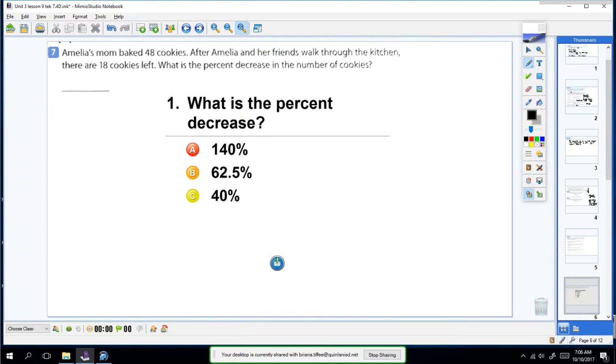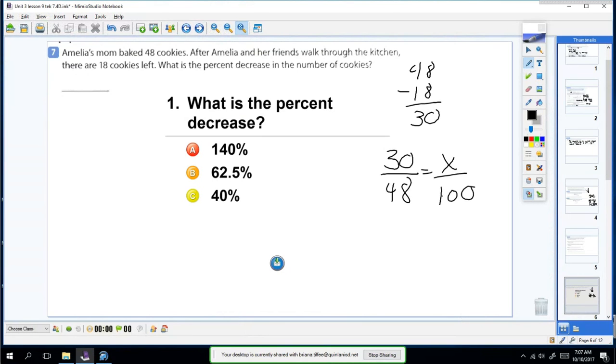Well, again, first thing you need to do is figure out the change between the two numbers. So you're going to take the amount of cookies she baked minus the amount of cookies left. So a total of 30 cookies were decreased. So 30 cookies were taken away. So you got 30 over 48, because 48 is the original amount you started with, and x over 100 because you want to figure out the percentage.